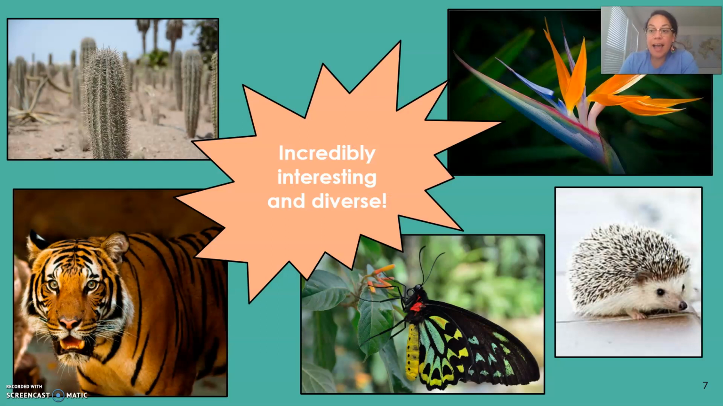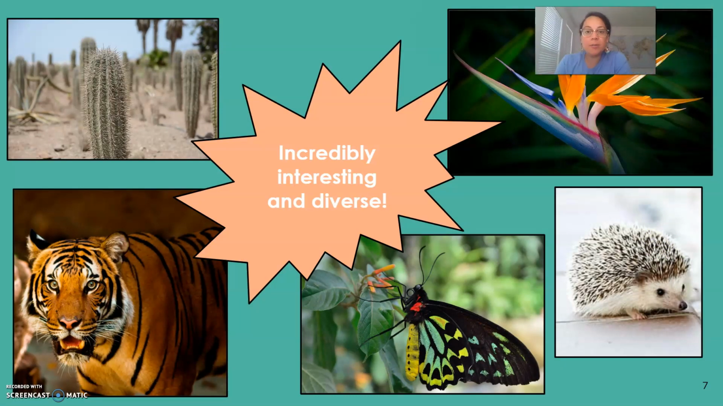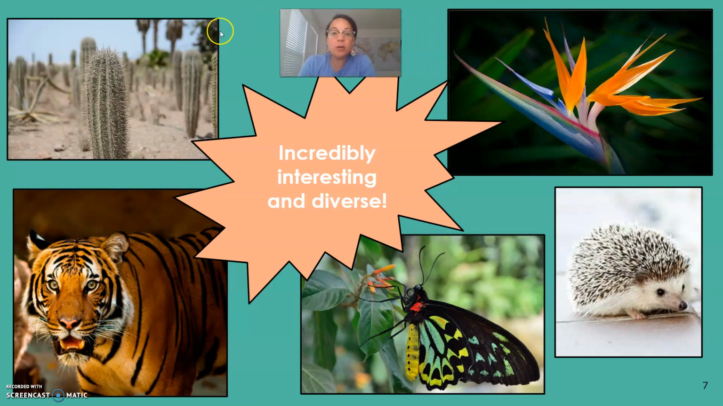As you can see, our world is so incredibly interesting and diverse. There are so many types of plants with all these different structures and functions to protect itself, to move, to grow, to get nutrients. And same with our animals. Very different. They look very different. Their needs are different. And I just love our interesting world.